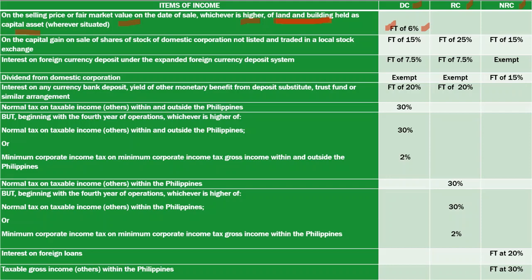So on the gain on sale of shares of stock of domestic corporation not listed and traded in local stock exchange, the tax is 15% of the capital gain. Ayan, so in the case of resident corporation, it's 25% and non-resident corporation is 15%. Please remember the rate, especially the domestic corporation. On the interest on foreign currency deposit under expanded foreign currency deposit system, it's 7.5%. That is the interest income times 7.5%.